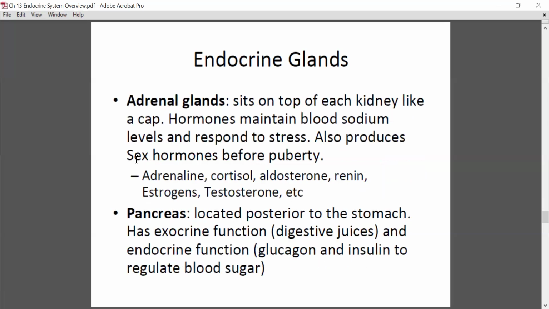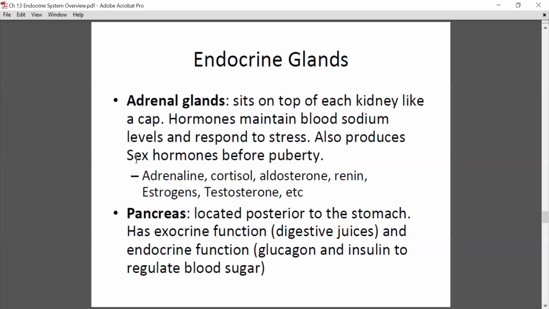You have the adrenal glands. Adrenal means kidney. The adrenal glands sit on top of the kidneys like a little hat. So ad meaning addition to, on top of, renal, kidneys. That is where it's located. So the adrenal gland produces several hormones. These hormones have many different functions. So it has hormones that maintain blood sodium levels. You have hormones that respond to stress.